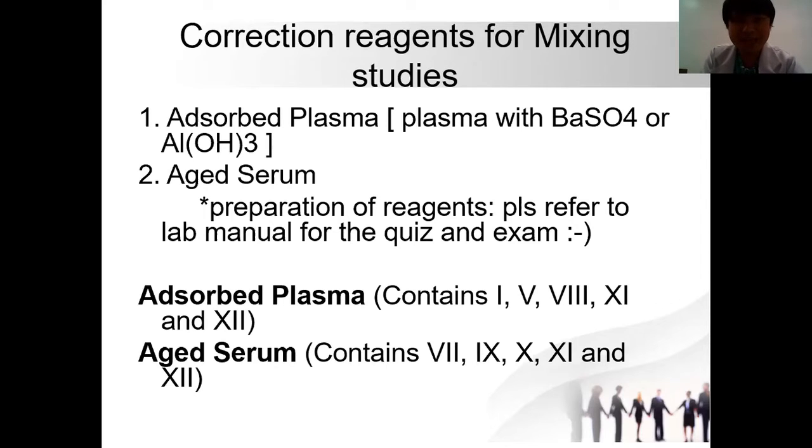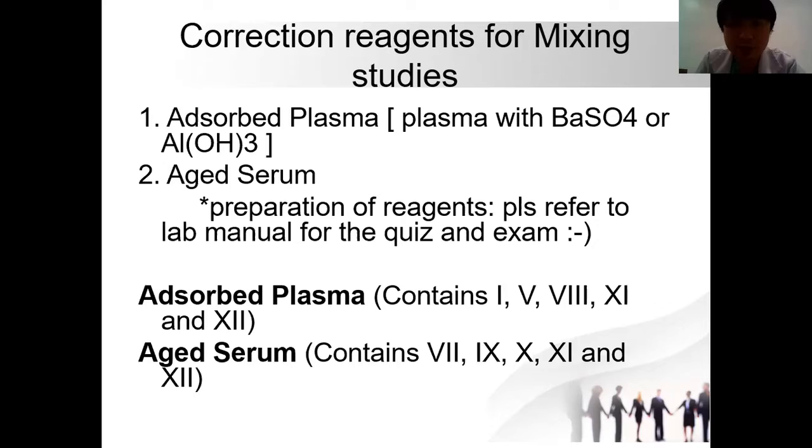And we have the adsorbed plasma and the aged serum. What are their differences? The adsorbed plasma contains the following factors: factor 1, factor 5, factor 8, factor 11, and factor 12. Factor 12, prekallikrein and kallikrein, as well as high molecular weight kininogen, are difficult to differentiate in your mixing studies because they have the same results. But of course, factor 12 deficiency, high molecular weight kininogen deficiency, and prekallikrein deficiency do not manifest that particular bleeding tendency. That is how you differentiate them from factor 11 deficiency.